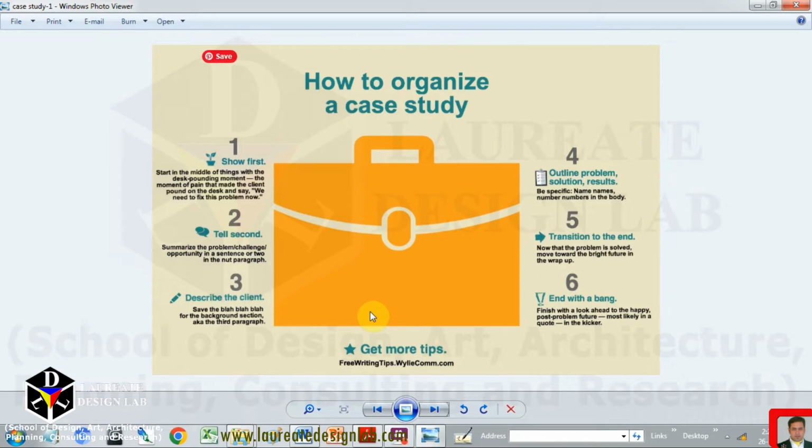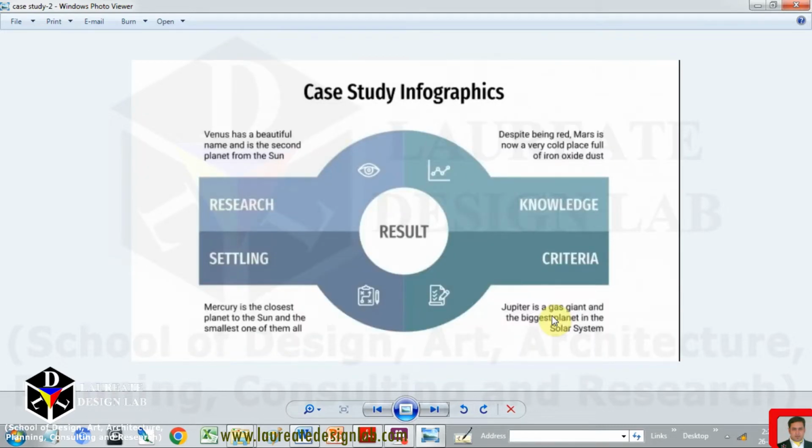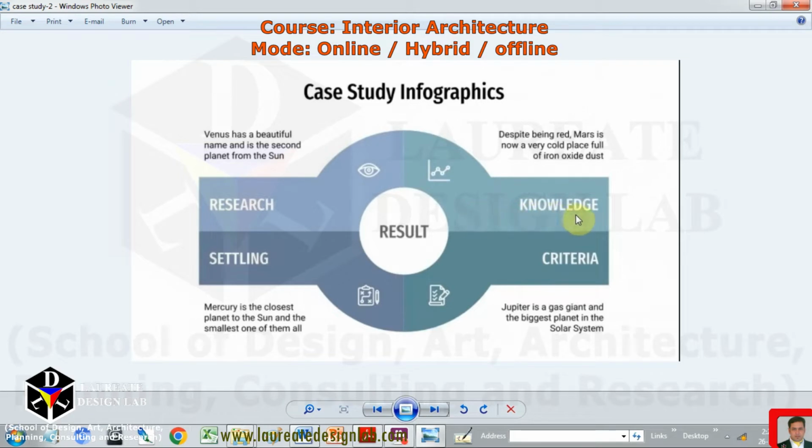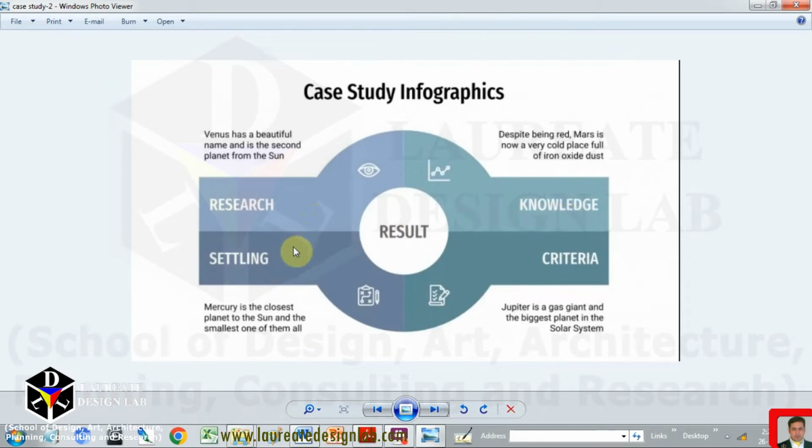So let's understand how to organize a case study. These are the pointers you can look at. This is how you can organize. This is again another case study infographic. In totality, research, settling knowledge and criteria, these are all required. This is a very good example. So based on this, you can do the case study.